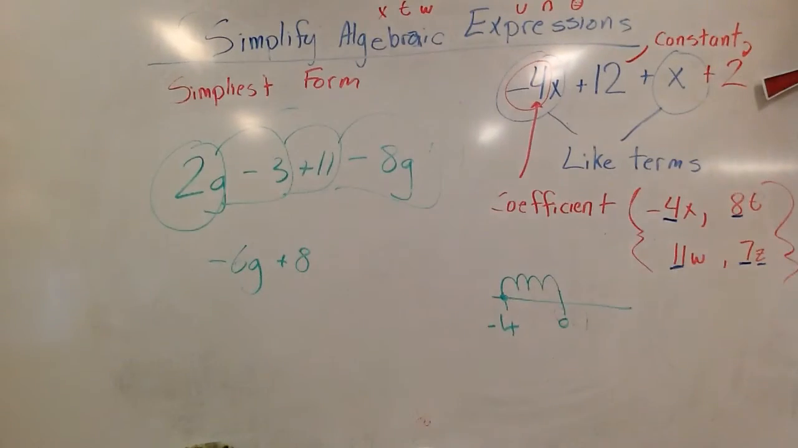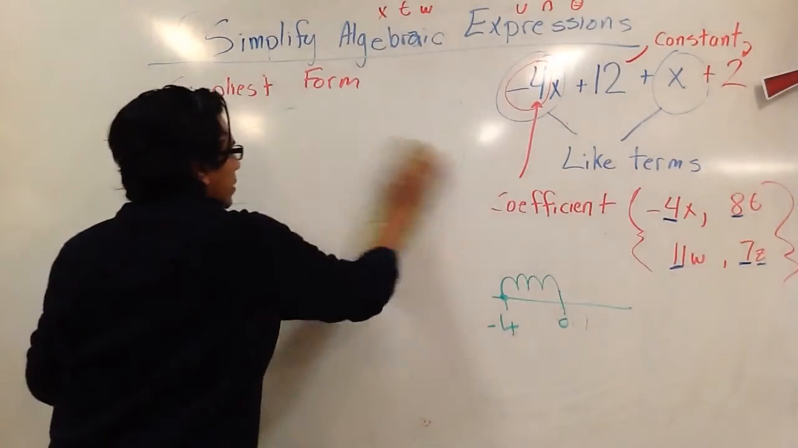So let's turn to page 390. How are we doing on here? We're doing pretty good. 390.